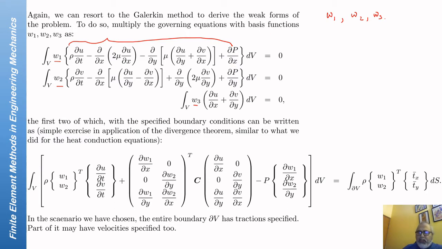Now, these three weak forms we will have to convert into a form that is amenable to the finite element method. To do that, we have a straightforward procedure. It's straightforward but slightly long, and it involves the repeated application of the divergence theorem. So let me show that for the first equation.